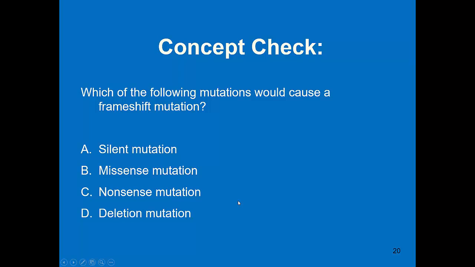Which of the following mutations would cause a frame shift mutation? Is it silent, missense, nonsense, or deletion? Think about it.